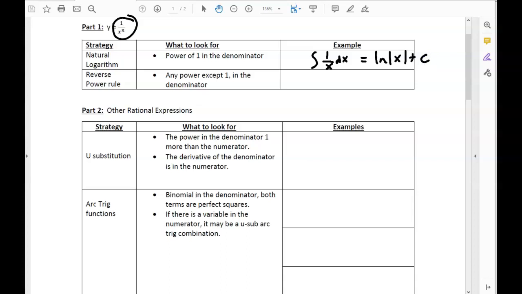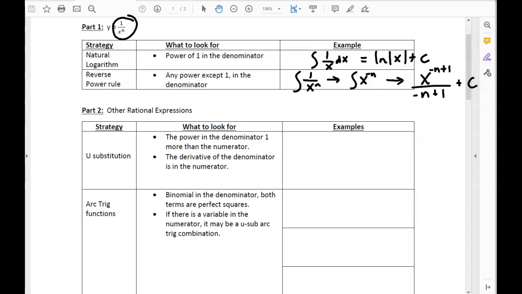Now, whenever it's any other power, anything except 1, then the first thing that we do is we bring it up to the top, change its sign, and then we add 1 to it and divide by that value. Okay, that's just the power rule, right? So two different situations that look very similar, but you do deal with them differently, okay?